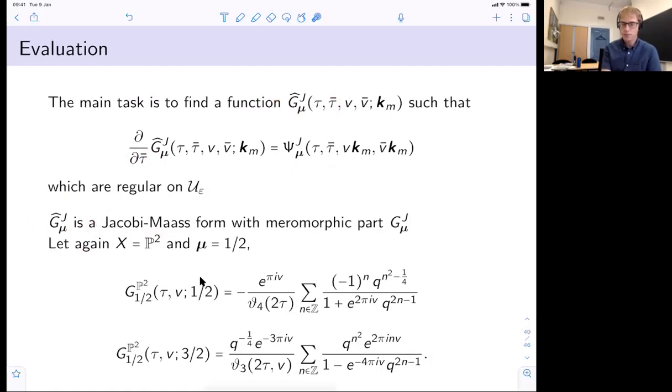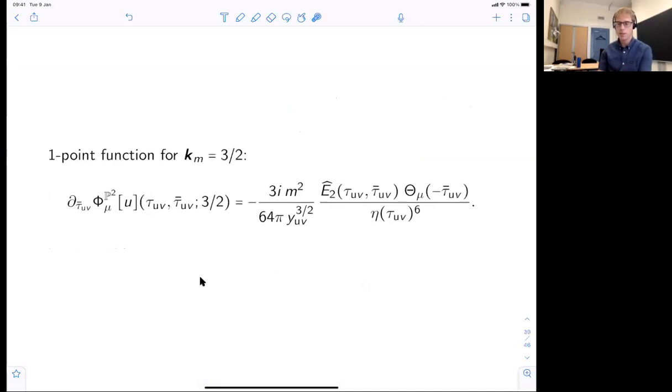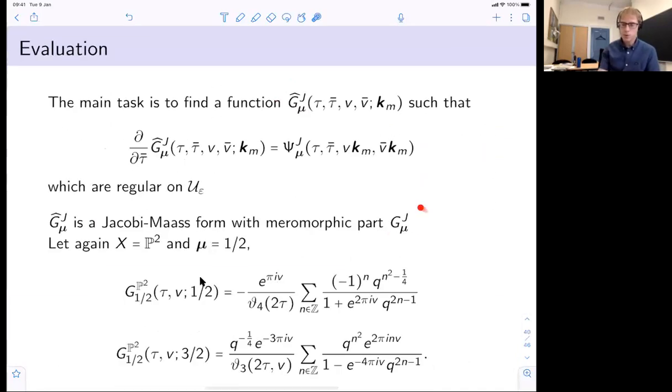And if we take the, we can ignore the specific anti-holomorphic part, which depends on the anti-holomorphic observables, just like we had here with the anti-holomorphic part in tau UV. Then we find that these G mu are meromorphic as a function of V. So in particular, let's fix x equal to P2. Then we find for the meromorphic part of these functions the following.